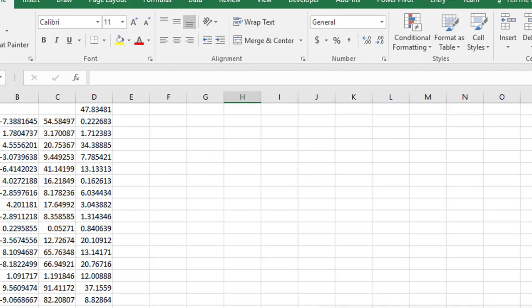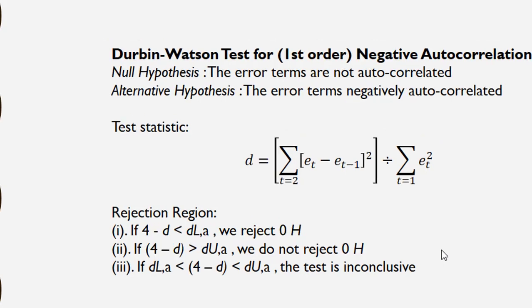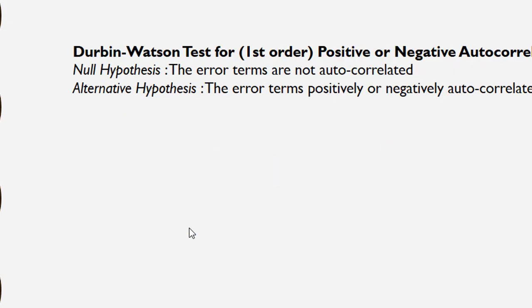And we can just continue using this preamble to test for negative autocorrelation using these rejection regions. And if we're testing for the Durbin Watson two-tail, let's call it a two-tail, for positive or negative autocorrelation, then we'll have to divide our alpha by 2, and we can use either of the rejection regions for the positive or negative autocorrelation.